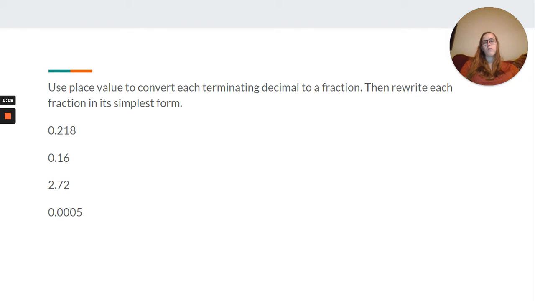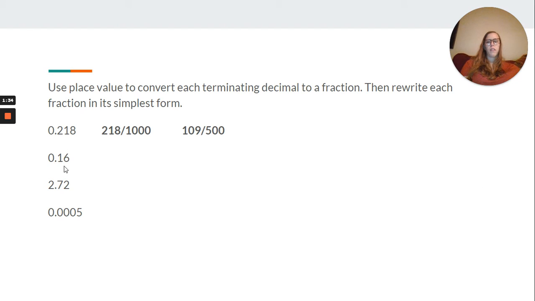So first one, you have 0.218. So we don't need anything before, just our fraction. So 2 is in the tenths place, 1 is in the hundredths, 8 is in thousandths. So we're going to start with 218 over 1,000. Can we simplify that? I know we can at least simplify it by 2, and that's what we're going to do. So 109 over 500 is our answer, okay?